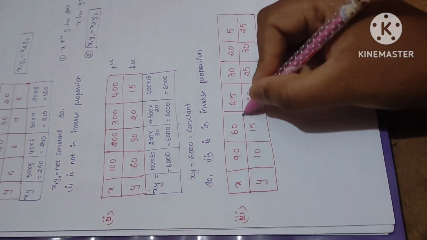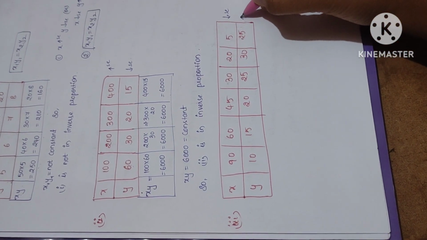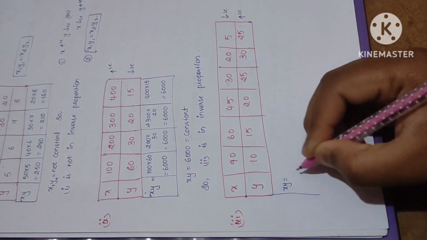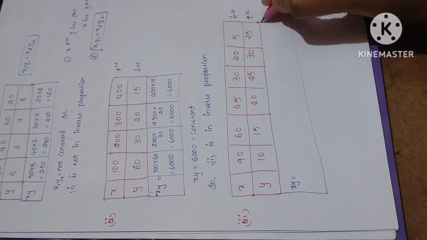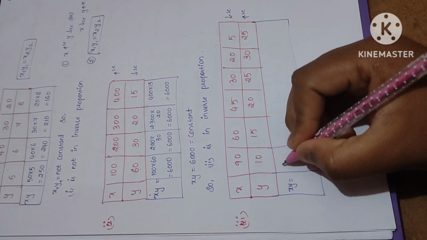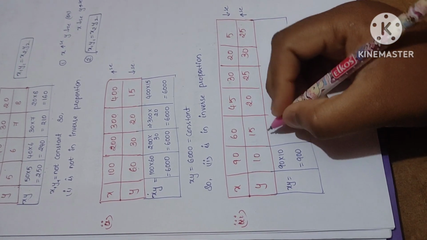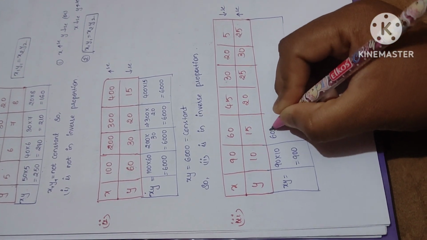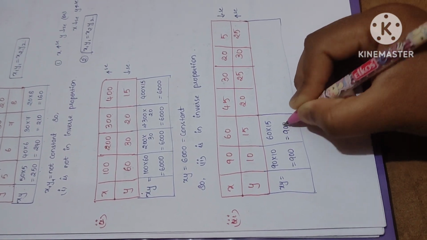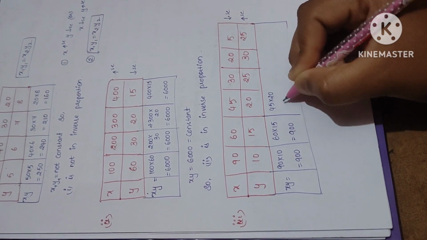Next, third one: x is 90, 60, 45, 30, 25. So here x value decreases from 90 to 5 and y value increases from 10 to 25. As per the first condition, it is satisfied: one quantity decreases while another quantity increases. So we have to check the second condition, that is x into y. See the first column, 90 into 10, we will get 900. Second column 60 into 15, we will get 900. In third column 45 into 20, if you do the multiplication, we will get the same 900.